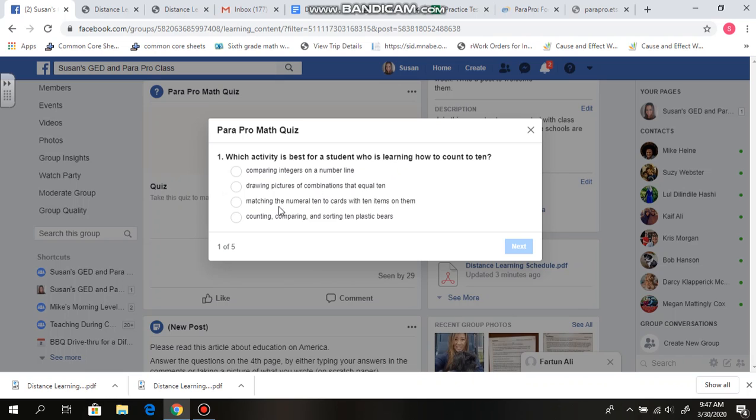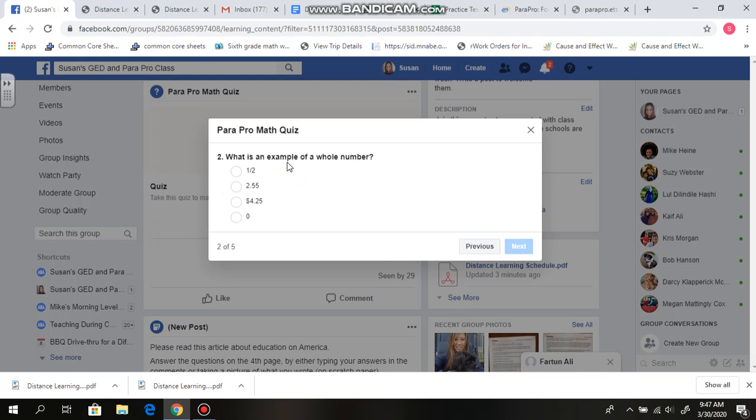The third one, matching the numeral 10 to cards with 10 items on them. That would be good for really practicing what 10 means. If I'm looking at the number 10 and then I'm trying to count 10 items and match, but that would not be the best to learn how to count to 10. So the last one, counting, comparing, and sorting 10 plastic bears. That will be your best activity for someone who's learning how to count to 10.